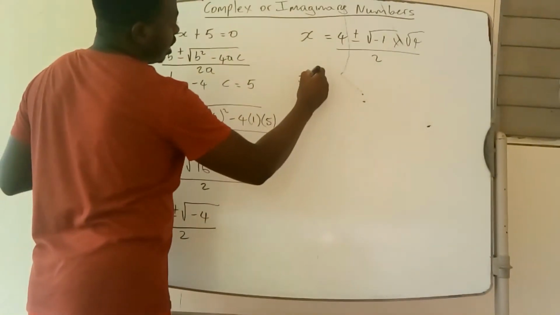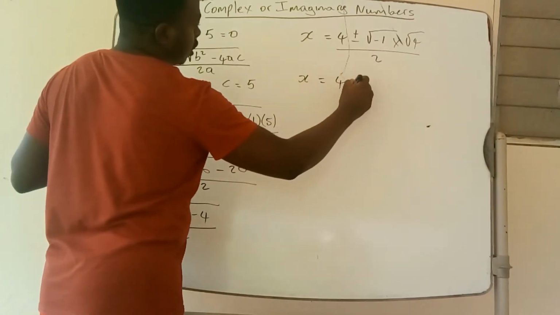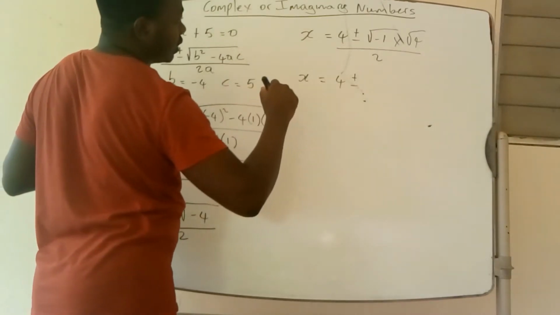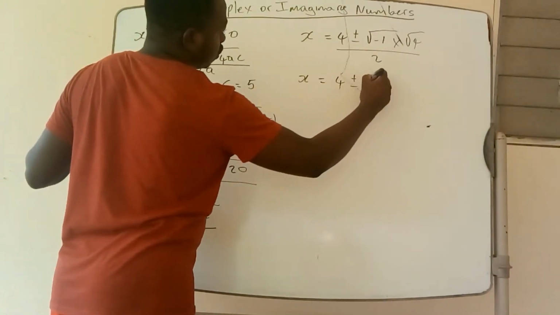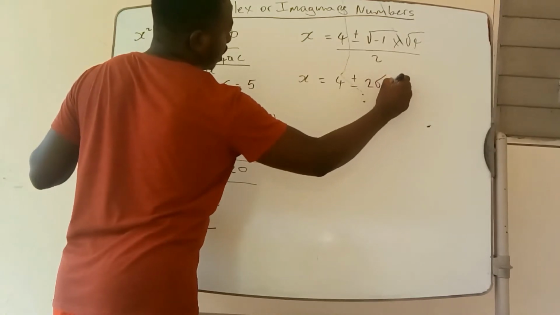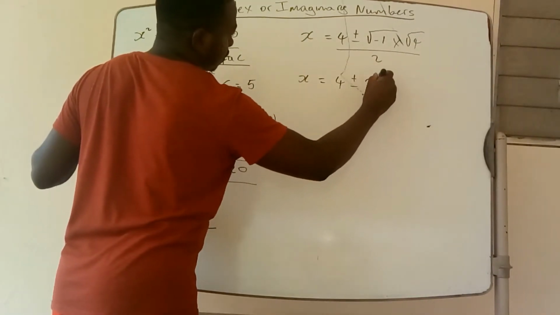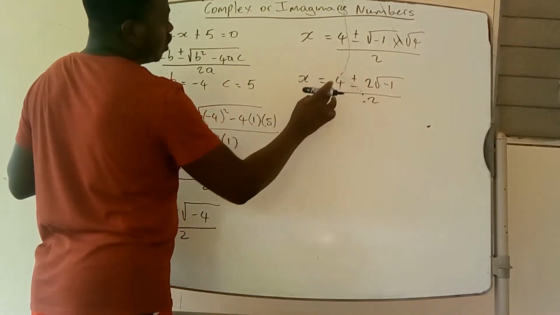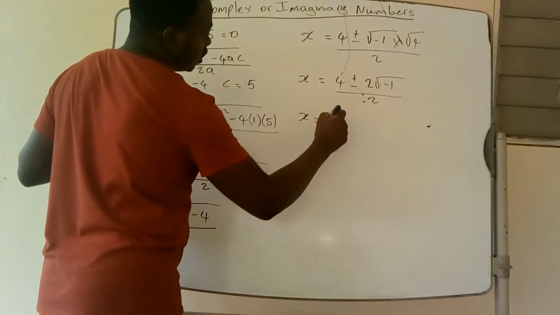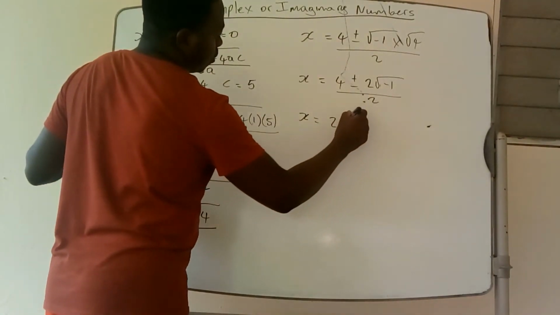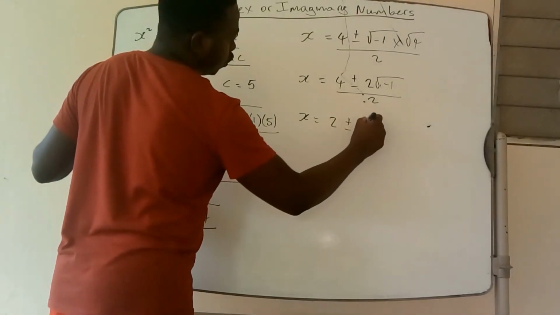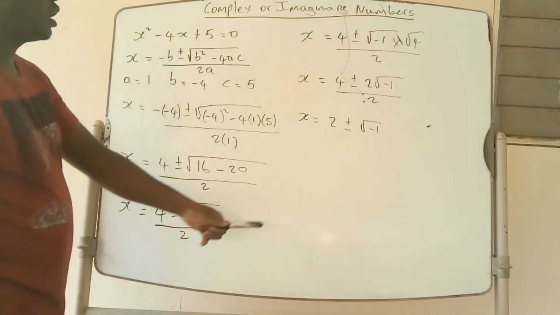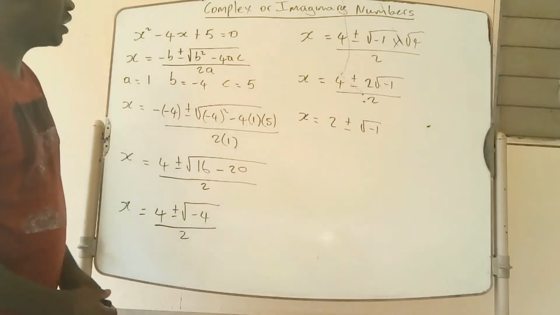So this will give me x equals 4 plus or minus, what's the square root of 4? That's going to be 2, right? So this is going to be 2 root of negative 1, all over 2. Each of these numbers can be divided by 2, so x equals 2 plus or minus root of negative 1. So that's going to be the roots of this quadratic.